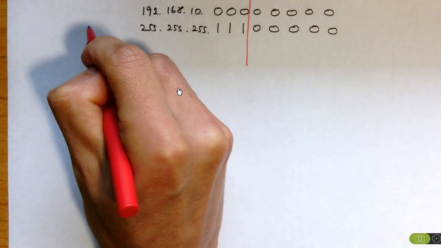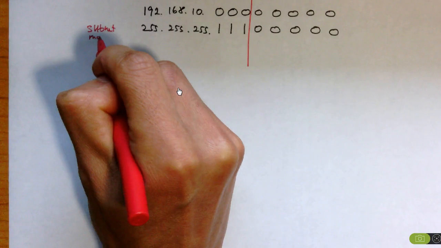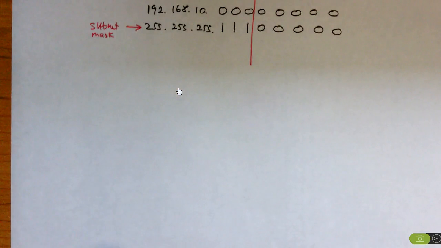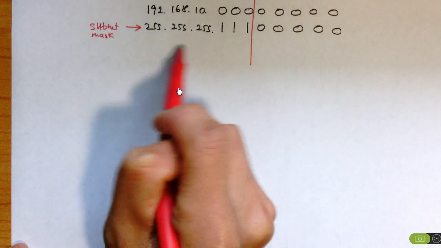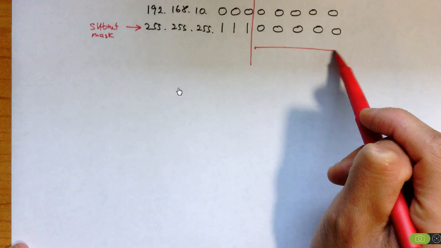By the way, this is a subnet mask. If this is not a subnetting problem, if this is a typical problem, then your left side is your network portion and the right side is your host portion, right? This is your host portion.